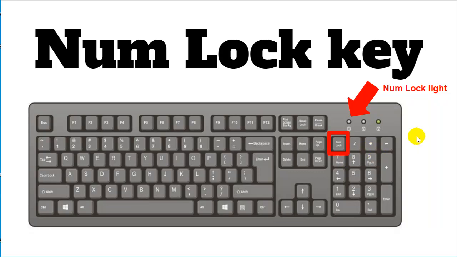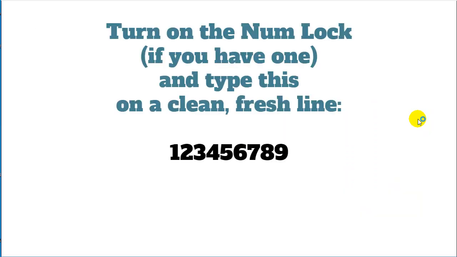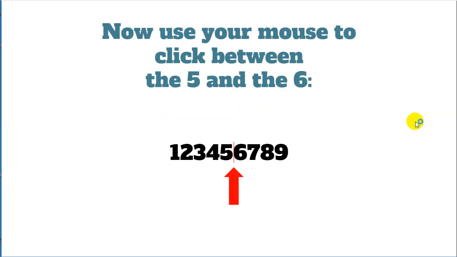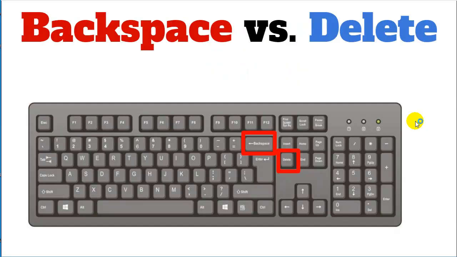They are numbers now. So I want you to turn on your num lock if you have one, and then type out this on a clean, fresh line. Just type out 1, 2, 3, 4, 5, 6, 7, 8, 9. We're going to do a little experiment. Use your mouse now and click in between the 5 and the 6. We're ready to do an experiment. We're going to talk about the difference between the backspace key and the delete key because many students don't know the difference.